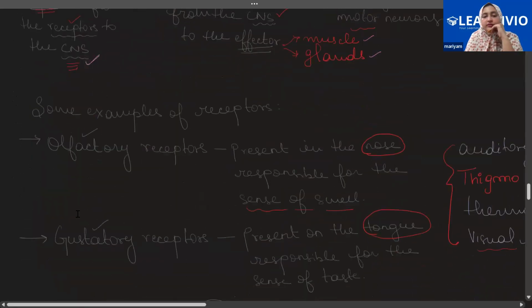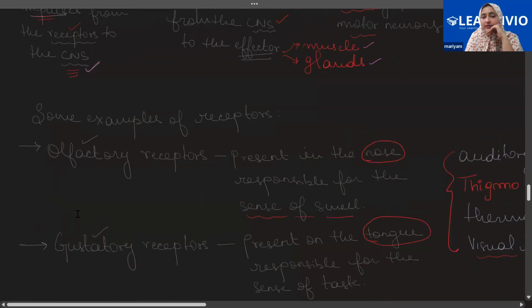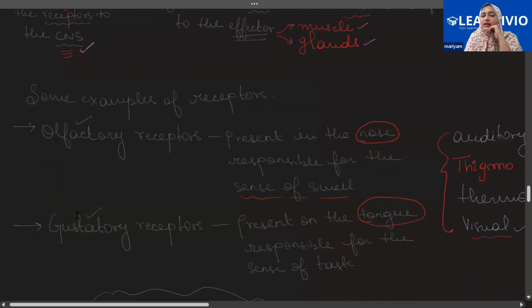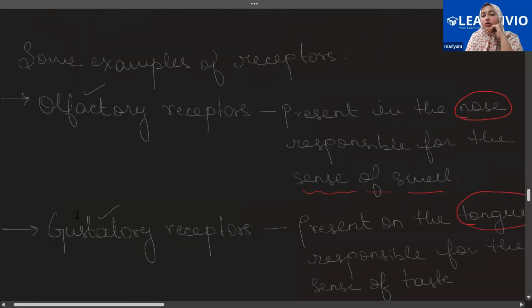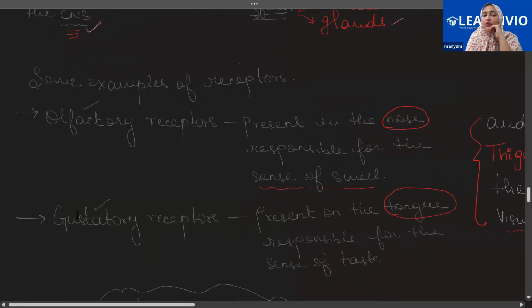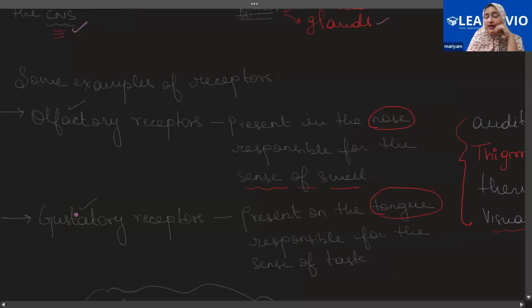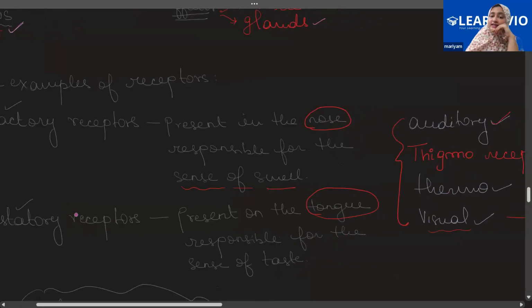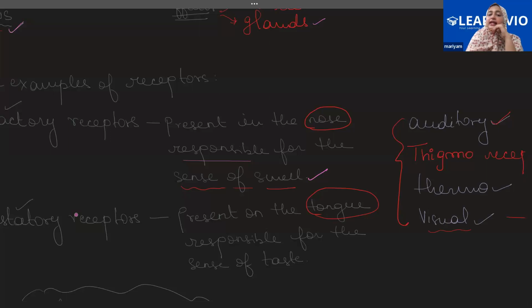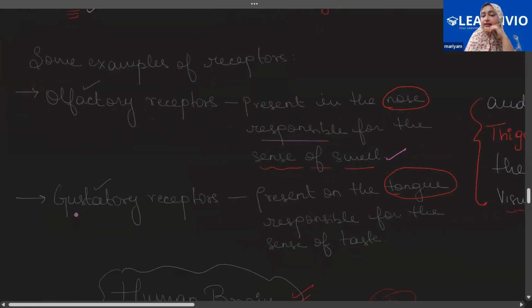Now moving forward, let us see some examples of receptors. The first kind is the olfactory receptor. Olfaction is associated with the sense of smell. So these olfactory receptors are present inside the nose and they are responsible for the sense of smell in our body. Then there is the gustatory receptor.